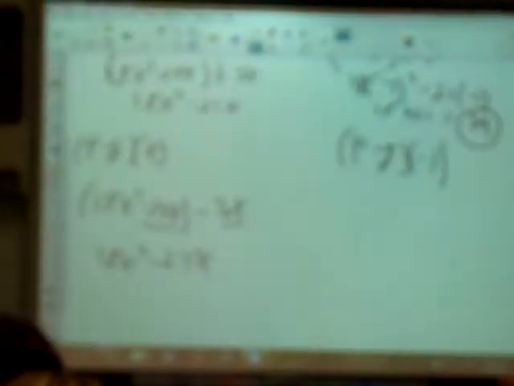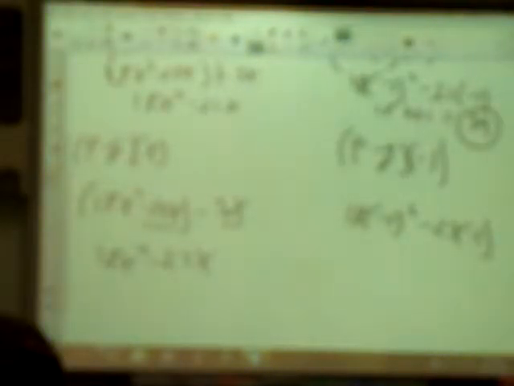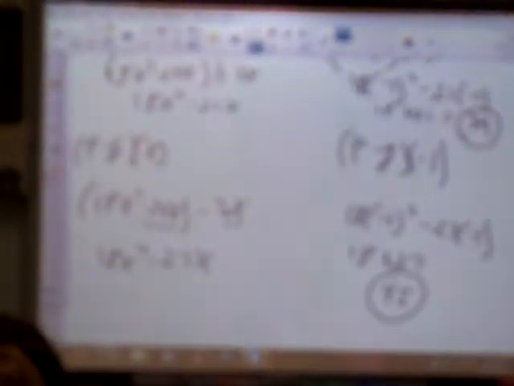Just plug the negative 1 in there. So I'm going to have 18 times negative 1 squared minus 27 times negative 1. So negative 1 squared is 1 times 18. Negative 27 times negative 1 is positive 27. Is that 45? It's funny, we got a smaller answer when we added than we did when we subtracted. That's weird. That's not what the answer's supposed to be.